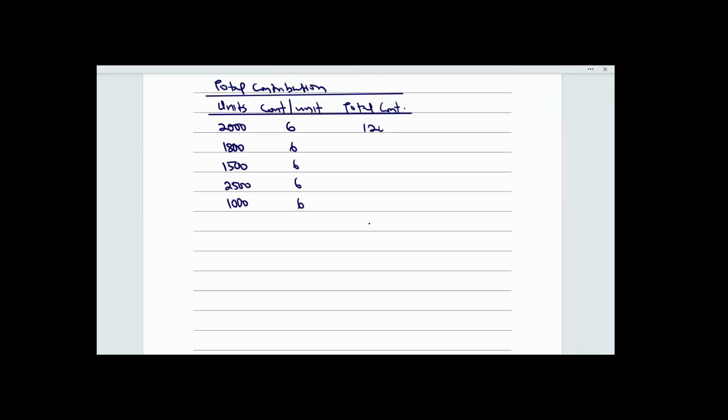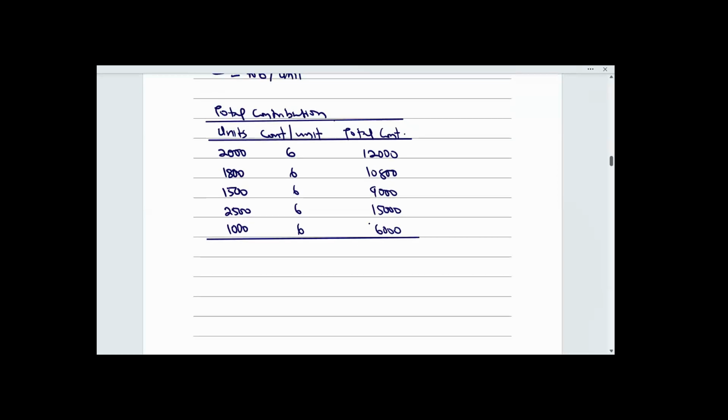Here is 12,000. Here is 10,800. Here is 9,000. Here is 15,000. And then 6,000. So now that we have the cash flow, we can then proceed to calculate the expected cash flow.